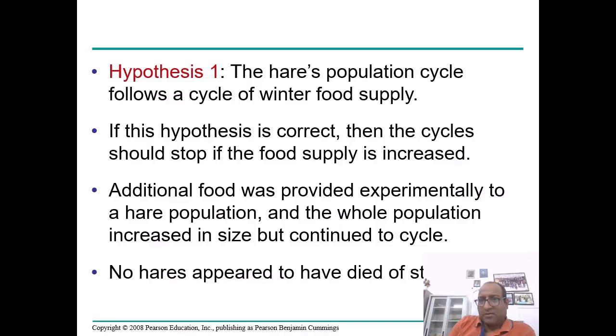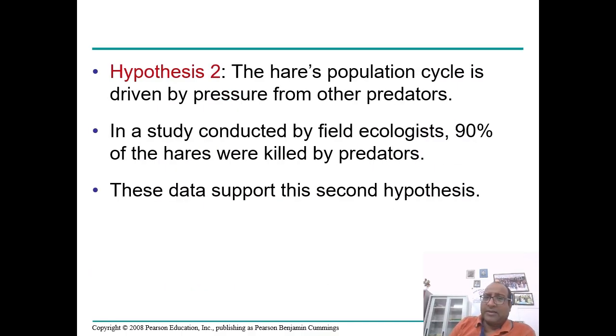Okay. So the second hypothesis: the hare's population cycle is driven by pressure from predators. In the study conducted by field ecologists, 90% of the hares were killed by predators, and this data supports the second hypothesis. As the population of hare becomes more and more, predators will feed on them.